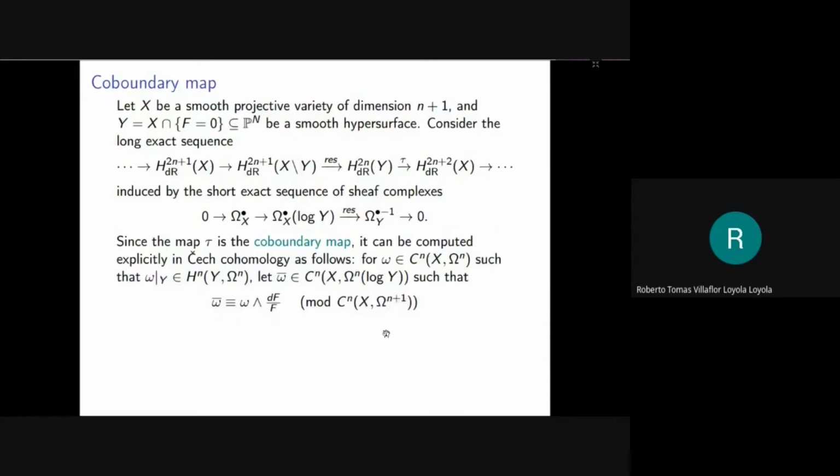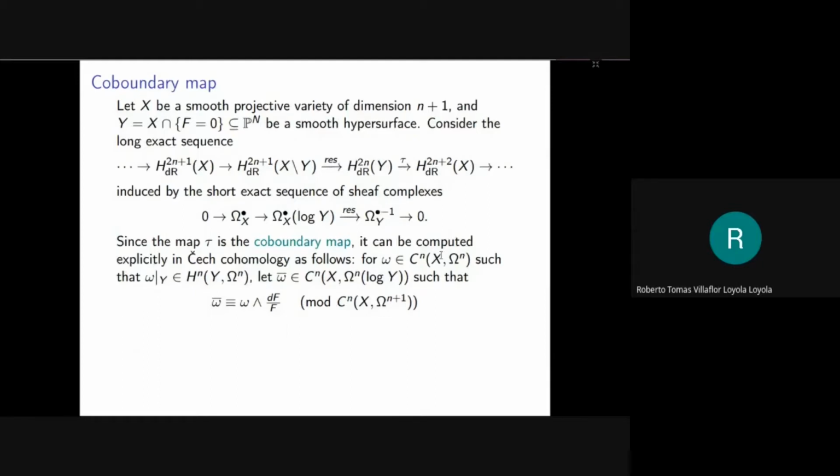So if we look at the construction of tau as a coboundary map, this is exactly what we are describing here. We're starting from some covering of X, which restricts to a covering of Y, right? In each of these open sets in this covering, we are taking a differential form omega, an n-form, and we're assuming that this covering is given in such a way that we can lift each of these forms to X, right?